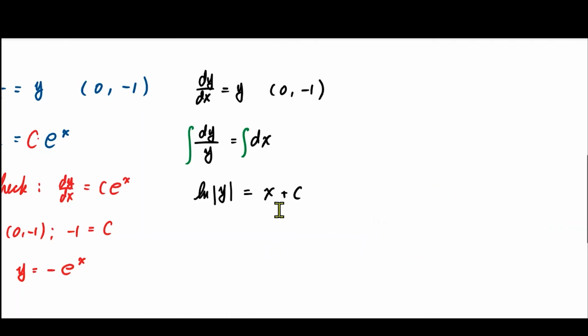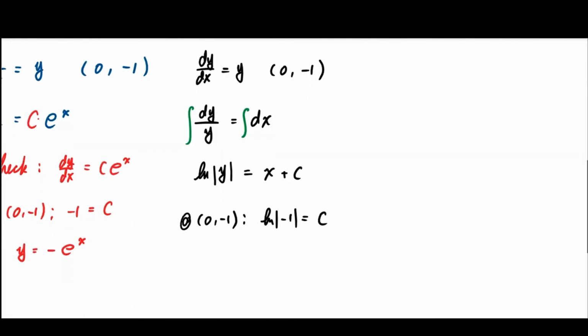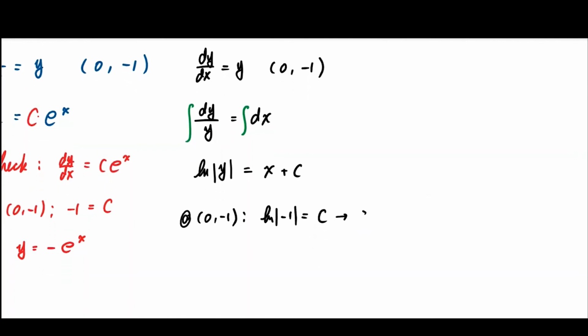Good? Now we have to apply the initial condition. So at 0, -1, what we have is, this is supposed to be -1, right? So do we have ln? That's why the absolute value is there, by the way, how convenient. That's equal to c, eh? So what's our c? Our c is equal to 0. So far, so good? Okay. So c is equal to 0. Now, then we go back and say ln absolute value y is x.